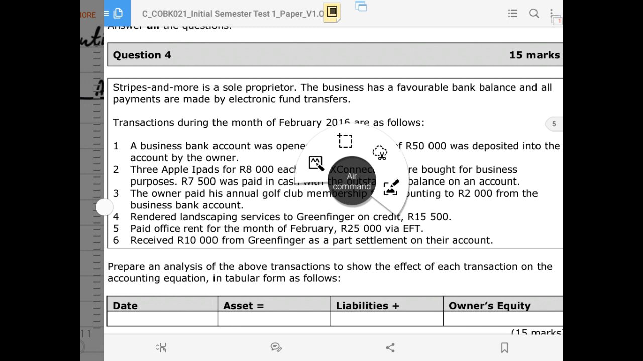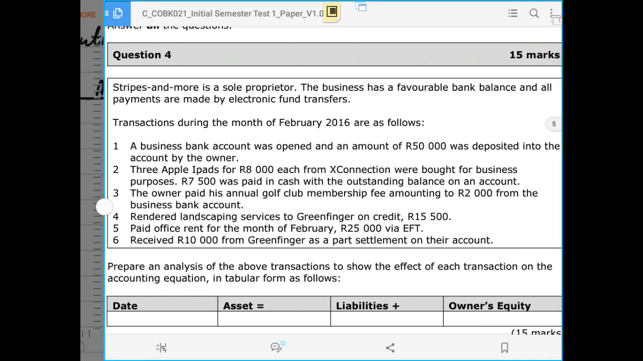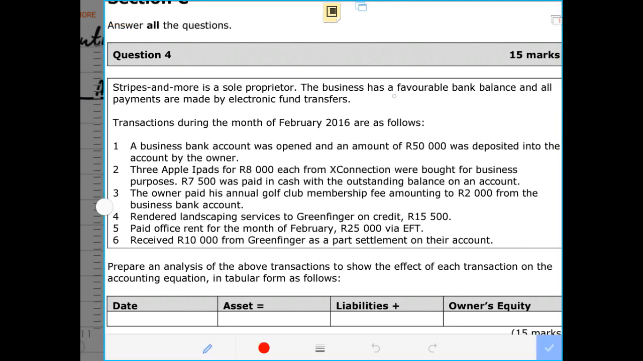Strips and More is a sole trader. The business has a favorable bank balance. And the minute you are told that the business has a favorable bank balance, this is an indication that it is a debit balance. Favorable bank balance means a debit balance of the bank account.